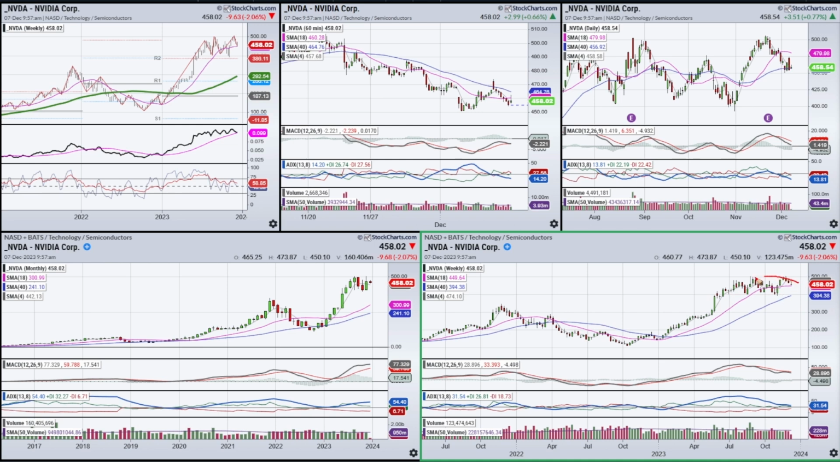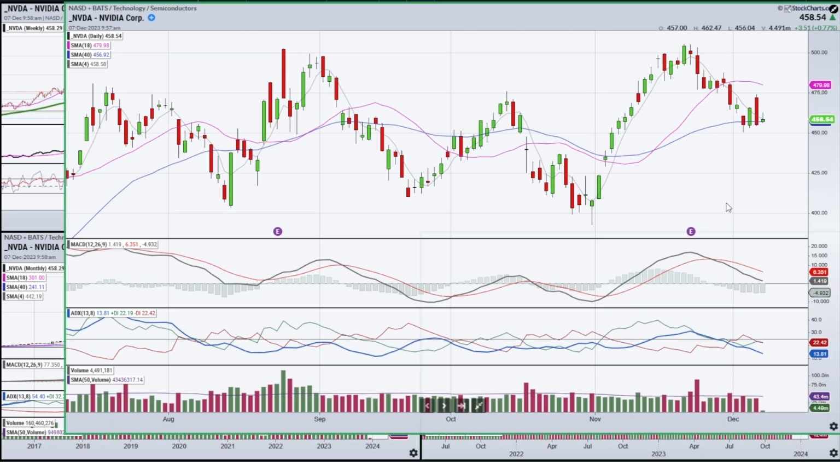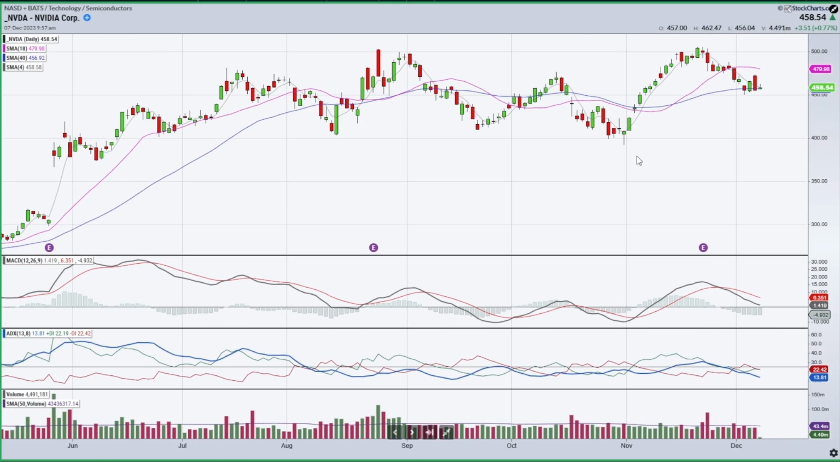So I like the way this is digesting here. This is more of a sideways consolidation after getting extremely overbought. Look at how overbought this got. So that's good. Now, if we look at this from a trading standpoint, I did want to point something out.